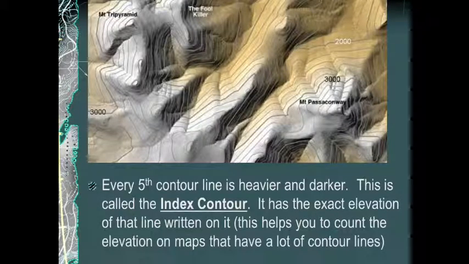Looking at this map, I see that every fifth line is a little bit darker. That's called the index contour. It has the same difference in between, but that's to help you figure out which lines are which, and it makes it easier to count. So if every fifth line is darker, you can just look at the darker lines and count up or down much faster.